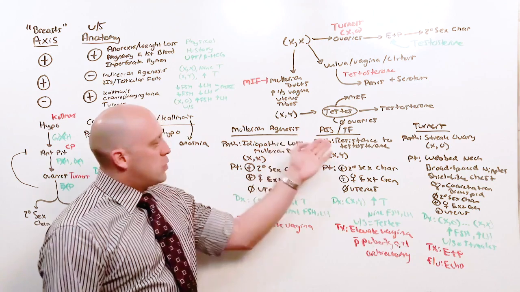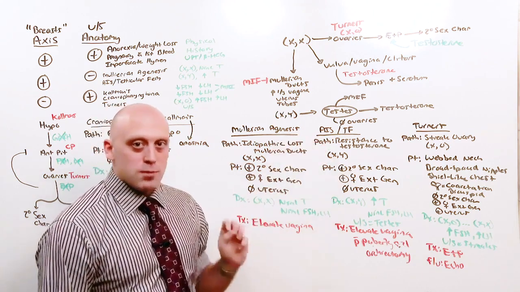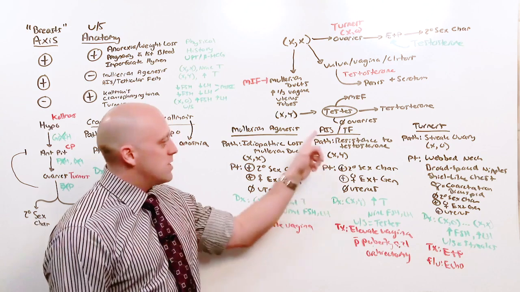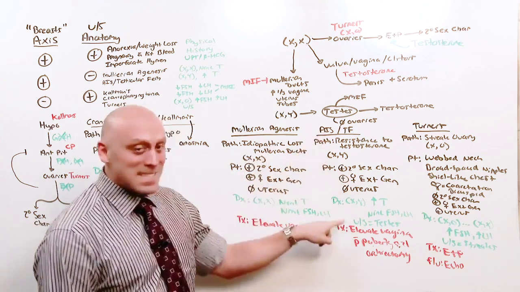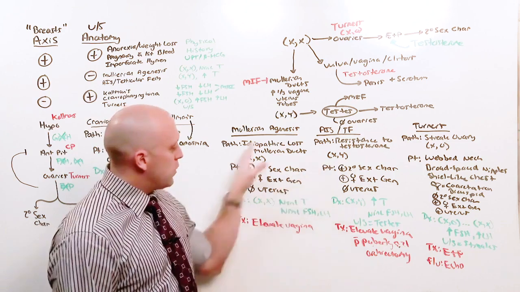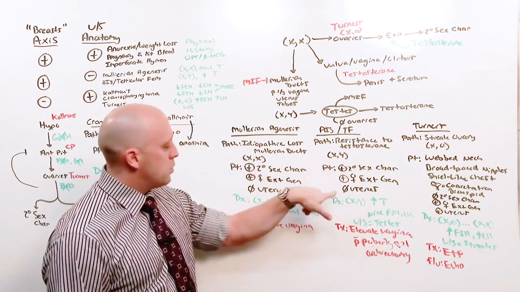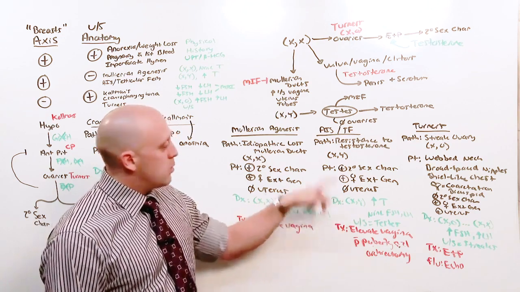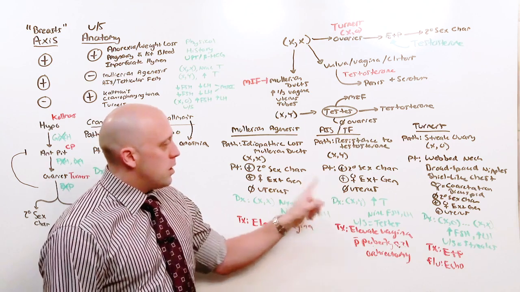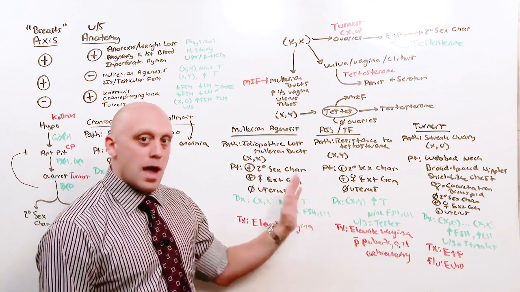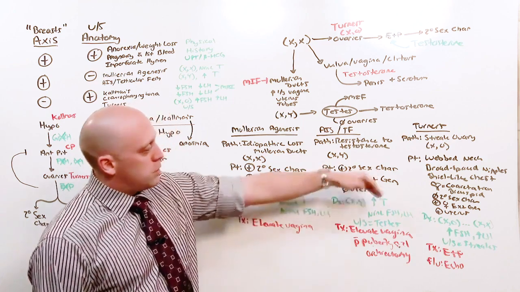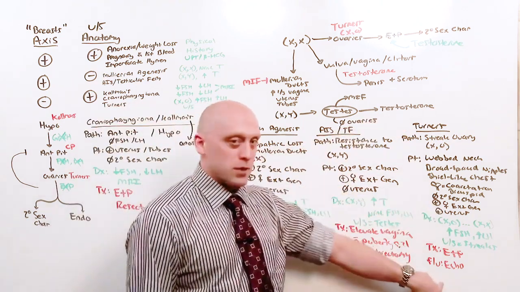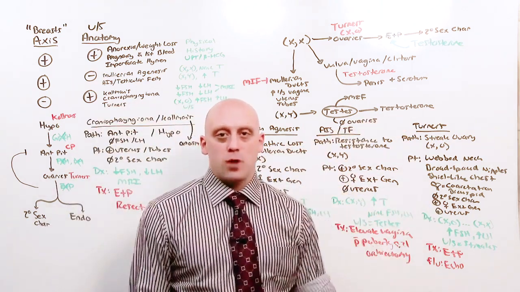Mullerian agenesis and androgen insensitivity syndrome are the same disease, except androgen insensitivity syndrome has testes you need to remove. She's all female on the outside, has no uterus. Separate these by karyotype and testosterone levels, and remember to remove the undescended testes after puberty. Turner syndrome, you're going to see the syndrome, know to get the echo. That is primary amenorrhea.